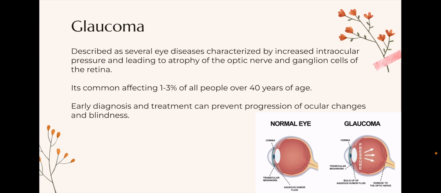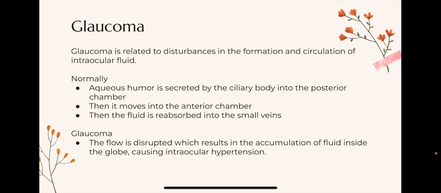Glaucoma is described as several eye diseases characterized by the increasing ocular pressure that leads eventually to the atrophy of the optic nerve and the ganglion cells of the retina. It is common, affects about 1 in 3 people over the age of 40. Early diagnosis and treatment can prevent progression of ocular changes and blindness.